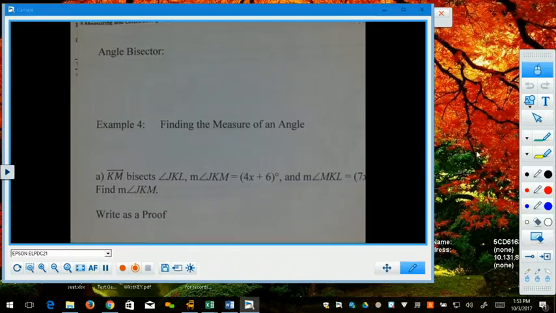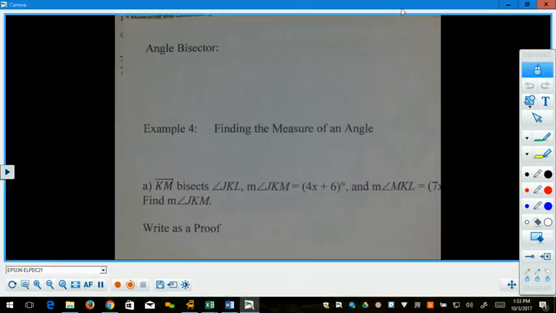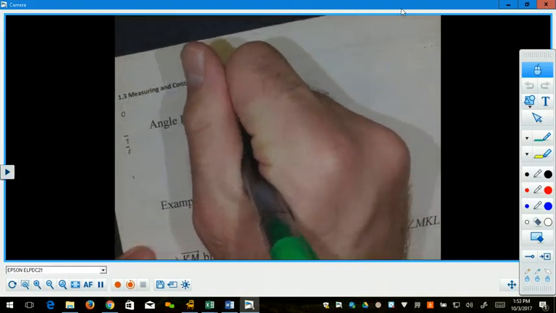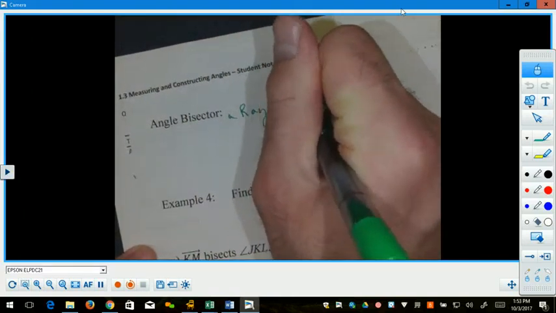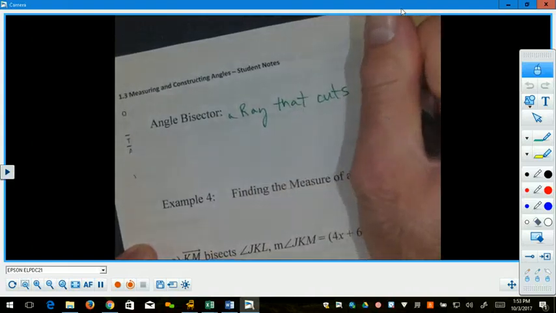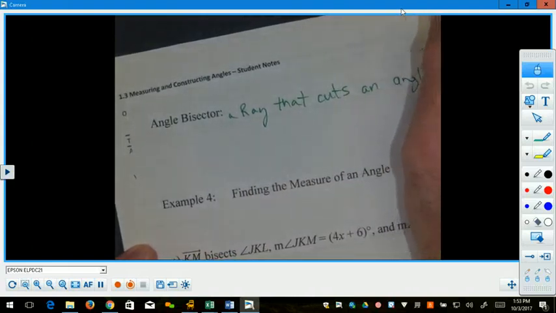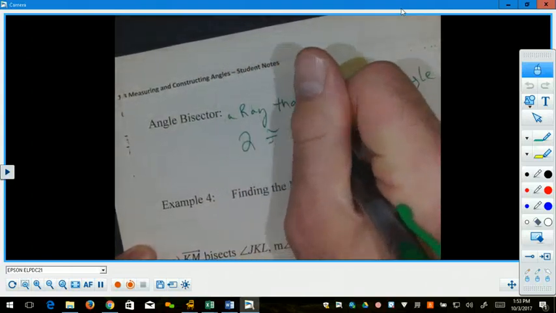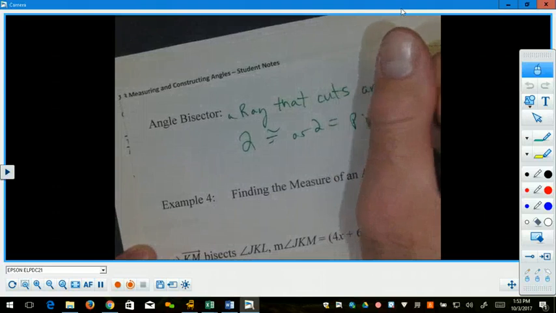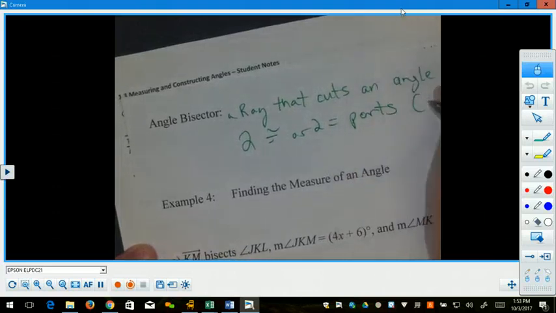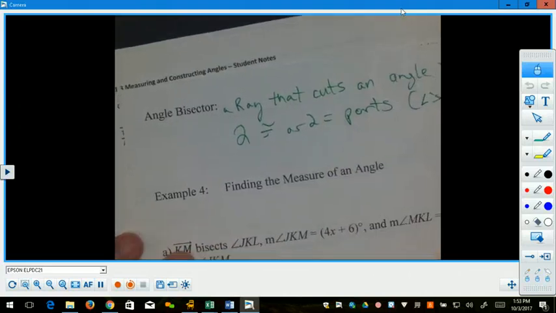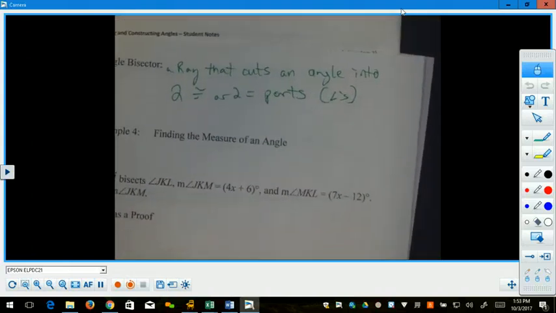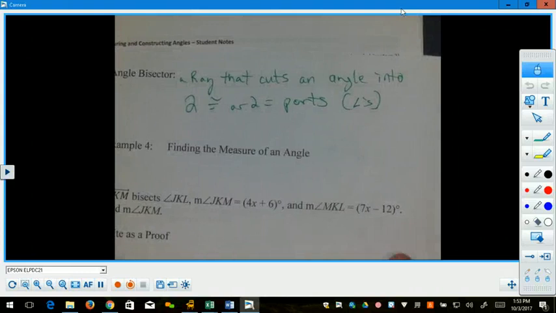Welcome to lesson 1-3. We are now looking at angle bisectors. An angle bisector is a ray that cuts an angle into two congruent or two equal parts. So two equal angles. A ray that cuts an angle into two congruent or two equal parts.